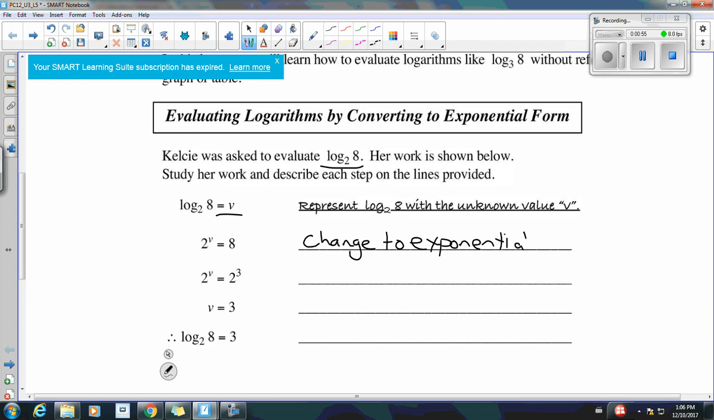Once we have it in exponential form, we can solve that equation by making a common base. Once we have the common base, we know that the powers must be equal, so compare exponents. And then we have our answer. Once we know v equals 3, this told us log base 2 of 8 equals 3. You can also just think to yourself, what is the exponent on 2 so that it equals 8? And the answer is 3.